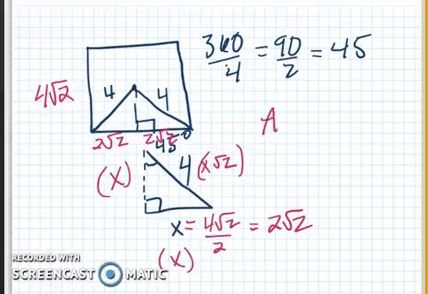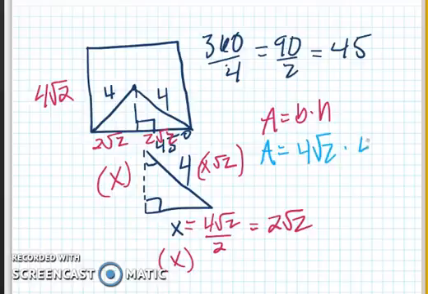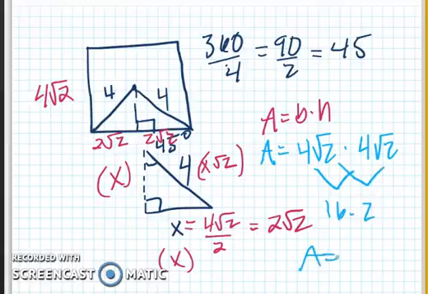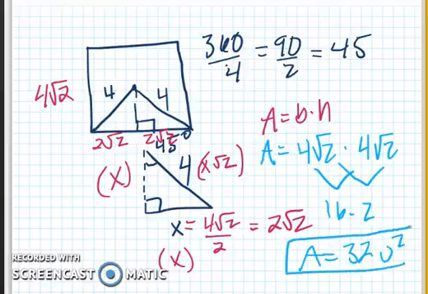To find the area of a square, we just do, not 1/2, sorry, we just do base times height. Okay, and for this, the area is going to be equal to 4 rad 2 times 4 rad 2. 4 times 4 is 16. Rad 2 times rad 2 is 2. So the area equals 32 square units.